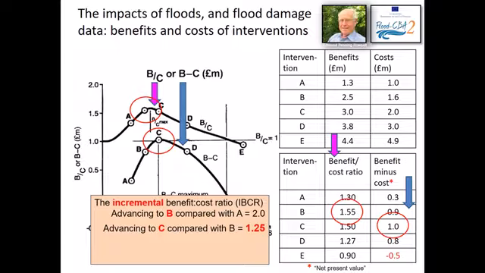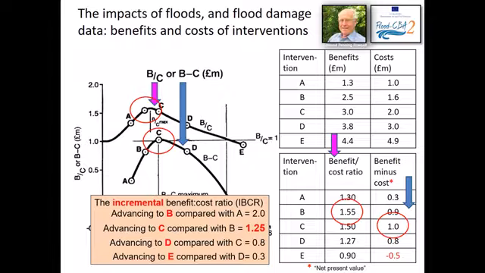However, if we're not content with C and we think we might advance to D, then the benefit-cost ratio slips below 1.0, which means that the costs in progressing from C to D exceed the benefits. And it's even worse if we go from D to E, where the incremental benefit-cost ratio is only 0.3.